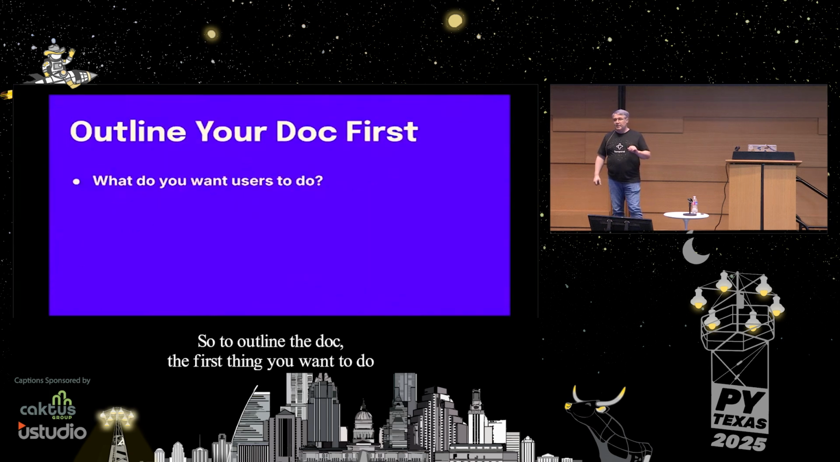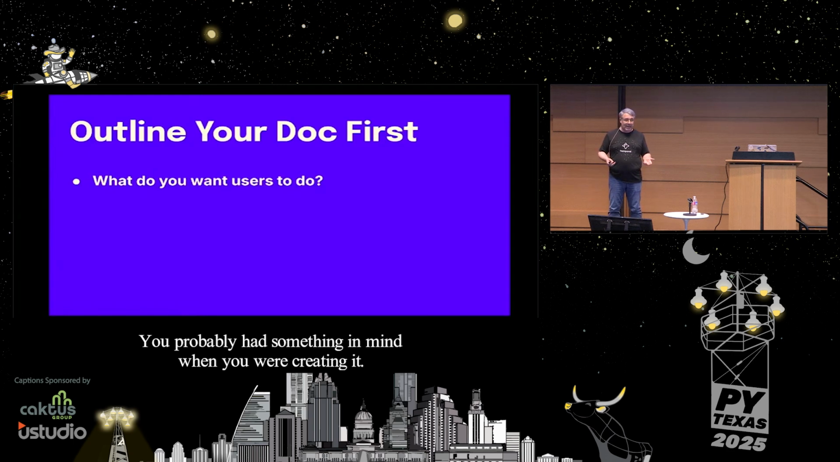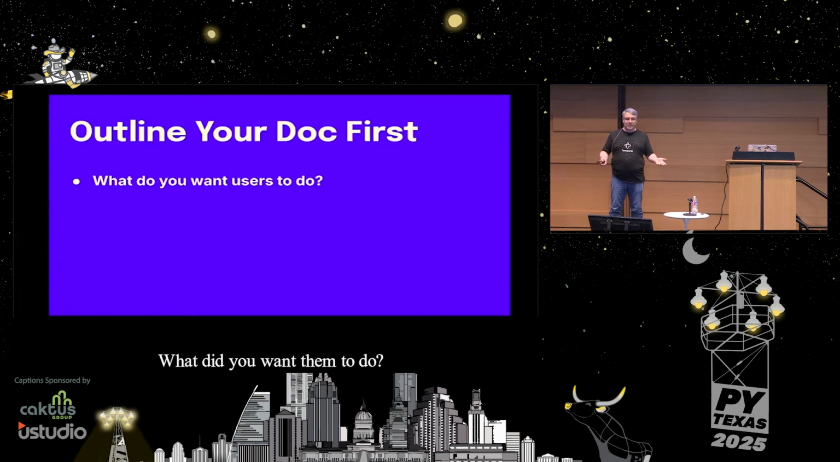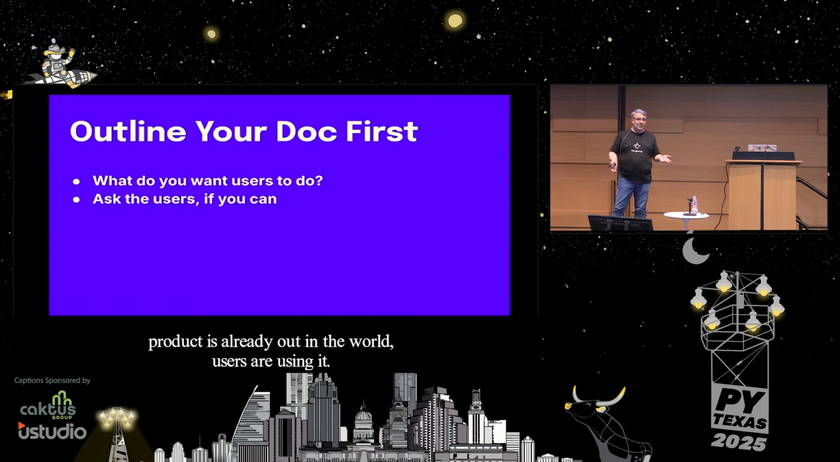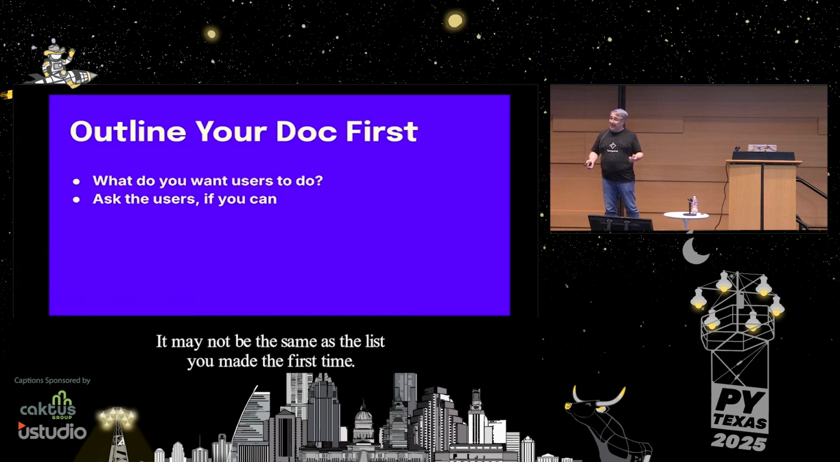So, to outline the doc, the first thing you want to do is think about what it is that you intended for your users to do. You created the feature. You probably had something in mind when you were creating it. What did you want them to do? Was there more than one thing? Are there edge cases involved? If your product is already out in the world, users are using it, ask them, what are you using this for? It may not be the same as the list you made the first time.